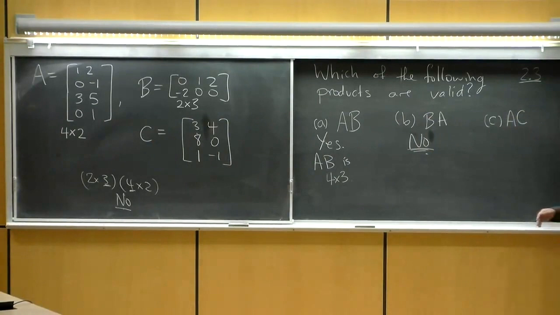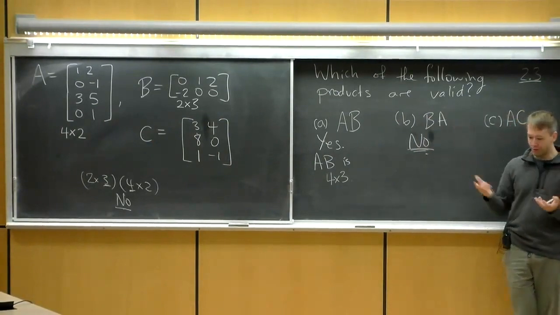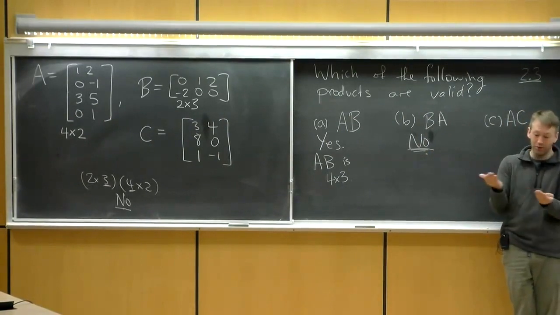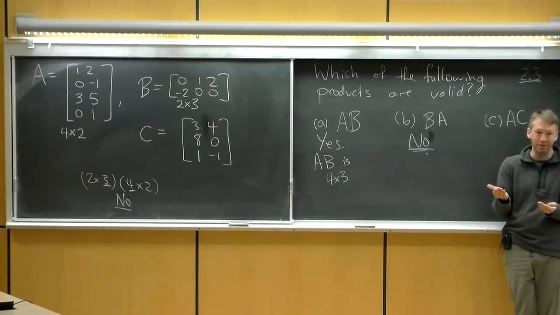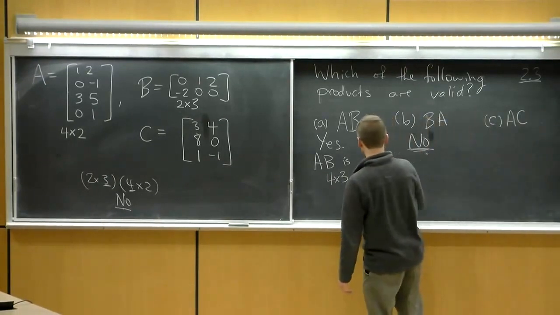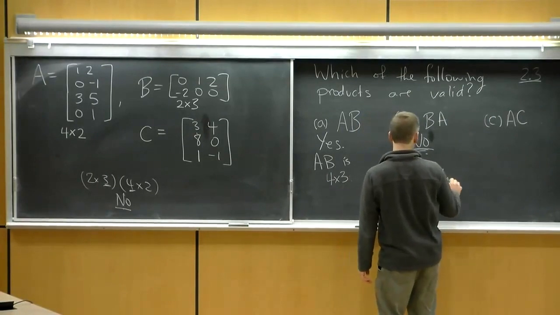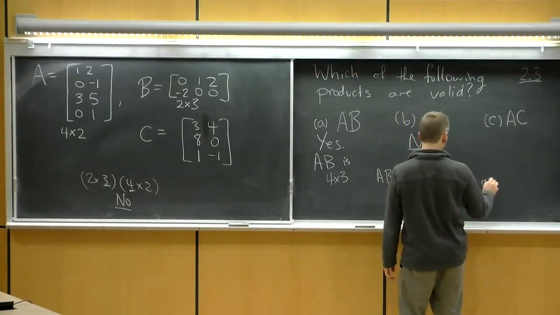But that's part of what we're trying to see here: it's pretty tempting when you're dealing with multiplication to just switch the order because you're used to doing that with numbers. But with matrices, you can't. So generally speaking, AB is not the same as BA.